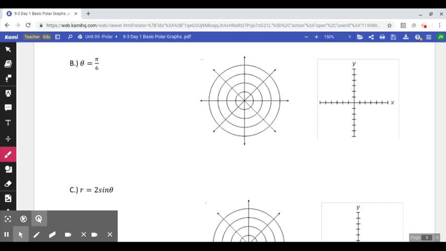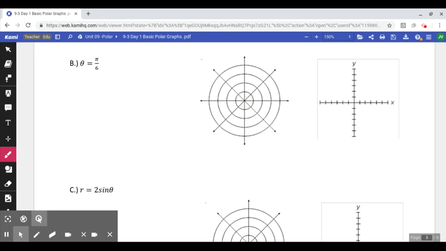For part B, we want to graph the polar equation theta is equal to pi over 6. We'll also change that into rectangular coordinates and then plot that on the rectangular system. If we just plot this in polar first, we're going to try to draw all the points that have an angle of pi over 6, and the radius does not matter.